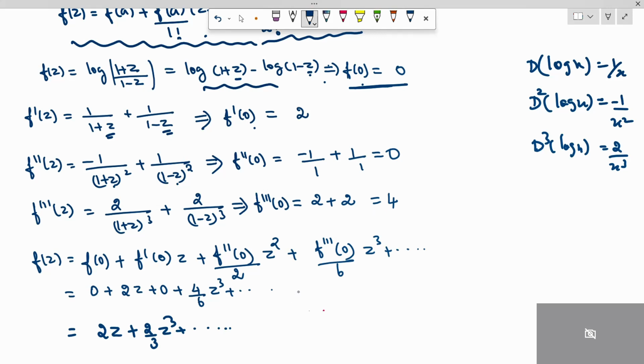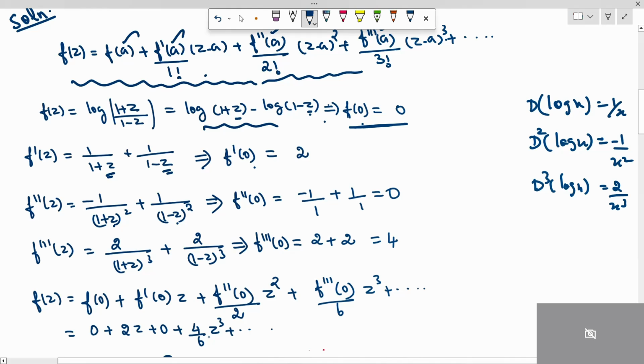After finding the derivatives, substitute in the formula. The general formula is in terms of f of a. What is a here? a is 0. So f of 0 plus f dash of 0 by 1 factorial, and 1 factorial is 1, into (z minus 0), that is z, plus f double dash of 0 by 2 factorial, the value of 2 factorial is 2, into (z minus 0) whole square, that is z square, plus f triple dash of 0 by 3 factorial, the value of 3 factorial is 6, into z cube, plus etc.